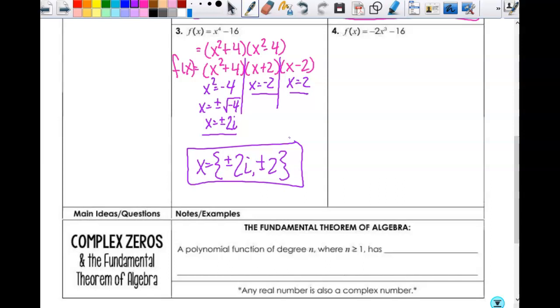Okay, so do you agree with me? Yes. Okay, so let me ask you this. At this point here, could I have stopped here and found my zeros? Yes. Okay, and so this gave me x squared equals negative 4. This part would have given me x squared equals 4, and then what would x equal?